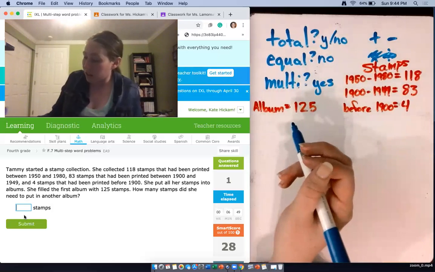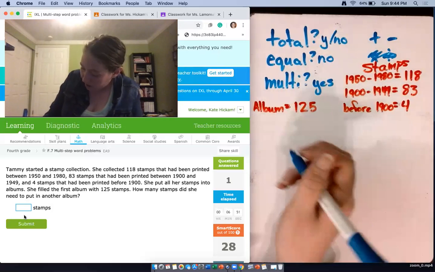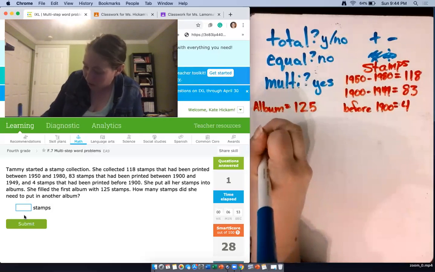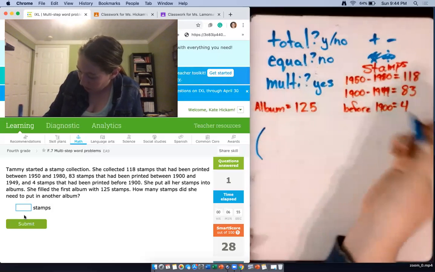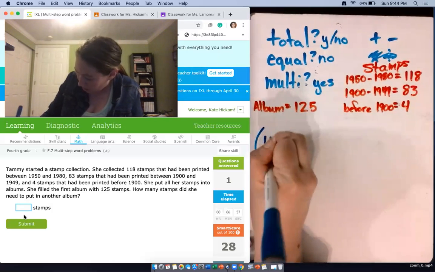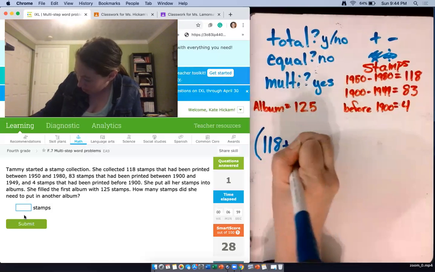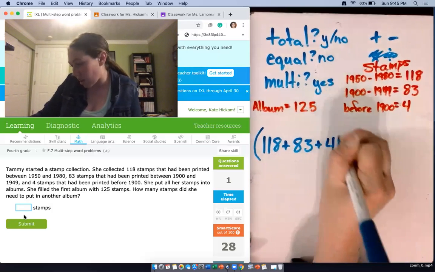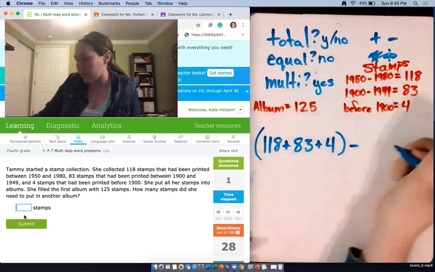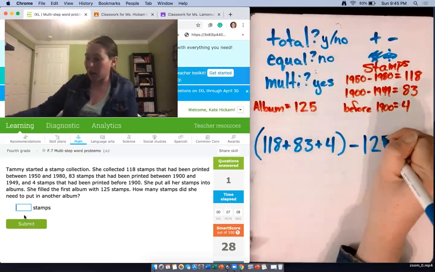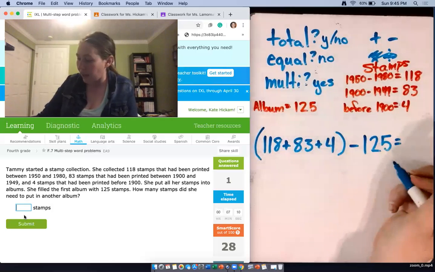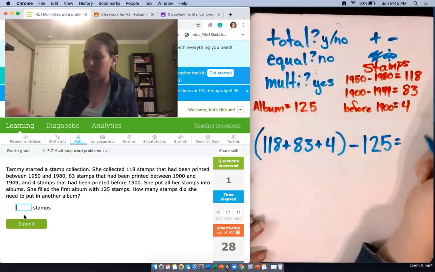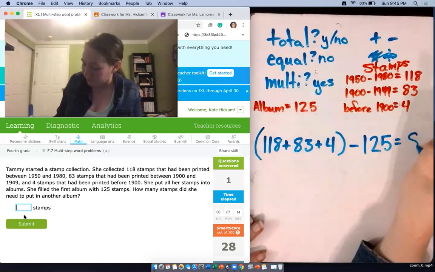So what I can do is say, let's add up how many stamps she has altogether. 118 plus 83 plus 4, and then minus 125, because that's how many she put in the one album. So what we need to know is how many go in the second album. So how many stamps are in the second album?